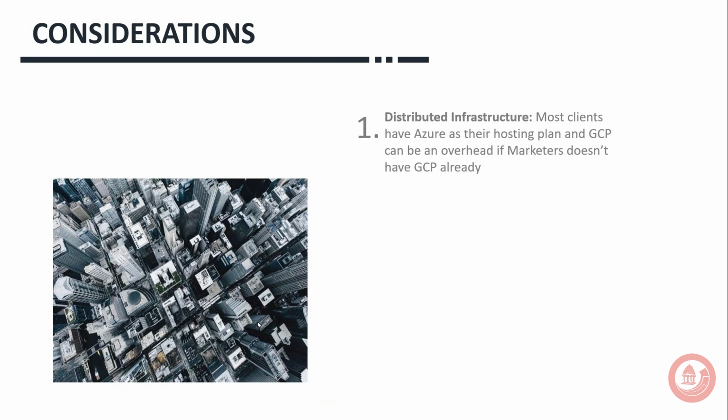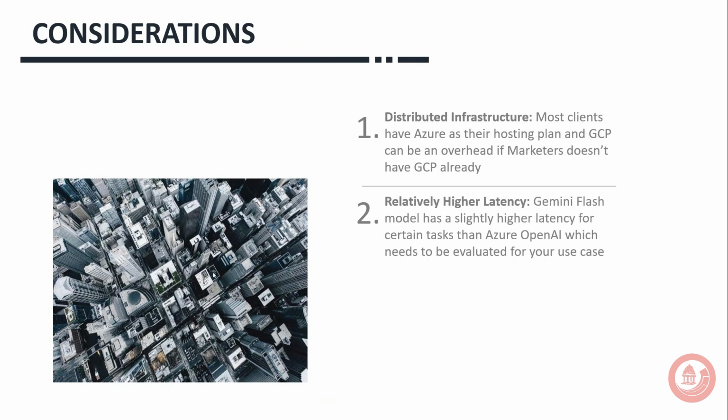And the next one is higher latency for certain queries, right? For certain queries, I'm finding the Google Gemini Flash model to be responding faster, and for certain queries Azure OpenAI is responding faster. We have tried a few different use cases and solutions, and we have found that sometimes it takes 1 second to respond, and sometimes it takes 3 seconds, while Azure OpenAI consistently responds in 2 seconds. But these are still in preview mode, so we can expect that a lot of things will be improved sooner.